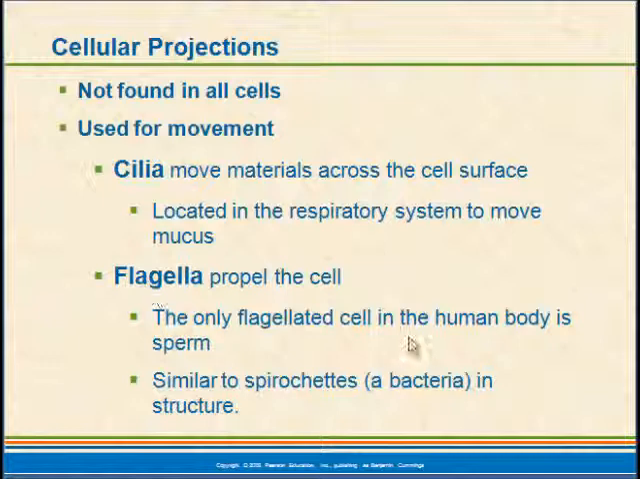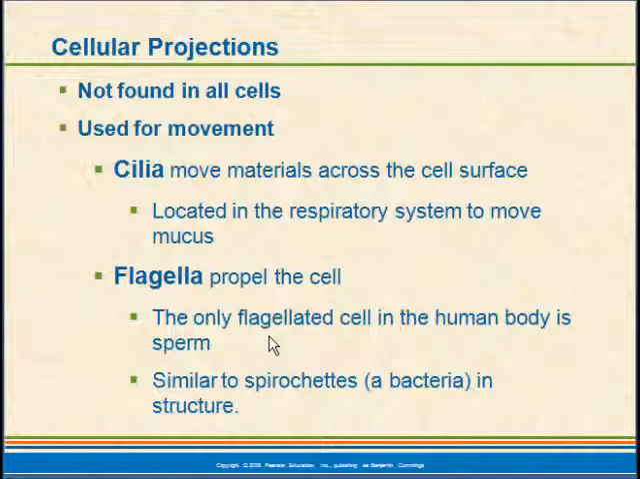Another projection is a flagellum. These propel cells. So both cilia and flagella are involved in moving things, but cilia move things across the cells. The cells don't move. Flagella actually move the cell. And there's only one cell type in the human body that has flagella, and that is the sperm.